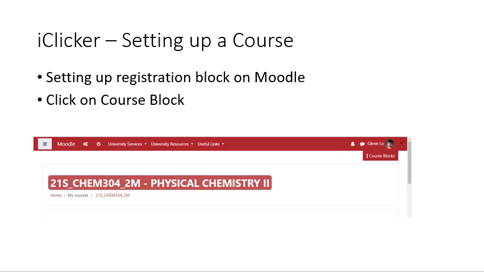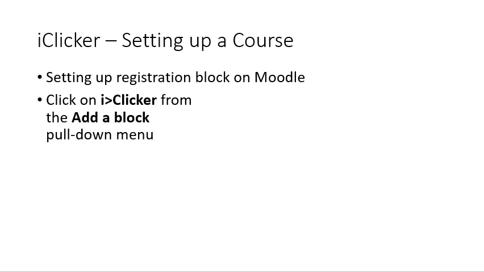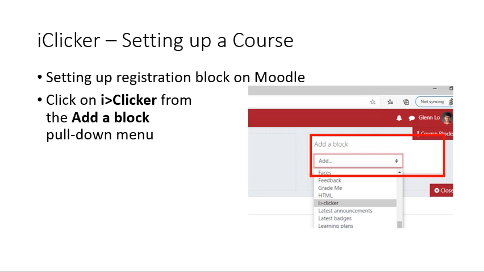Under your name and picture on the upper right-hand side, you should see the link to add course blocks to your course. Here it is. Click on it. Clicking on course blocks will expand it to show all the blocks you have added to your course. Find the Add a Block box.